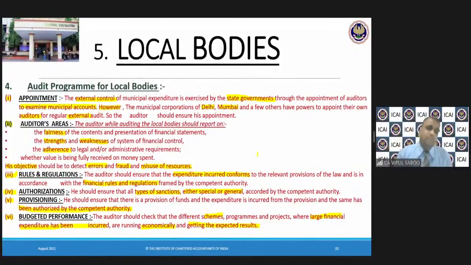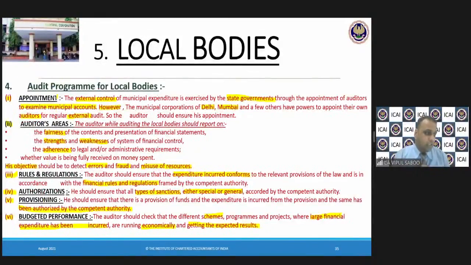If you have been given funds to construct that particular school, it is automatic that you have to construct something good, something strong. Students are not coming to study, you are not getting the expected results. So why did you spend the money over here? If you wanted to expend the money, it should be utilized properly, quality use. So this is what budgeted performance is. So the audit program for local bodies covers appointment of auditors, areas, rules and regulations, authorizations, provisioning, and budgeting. So this was for local bodies.